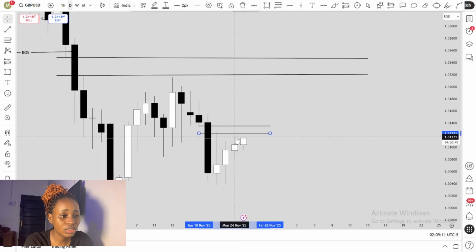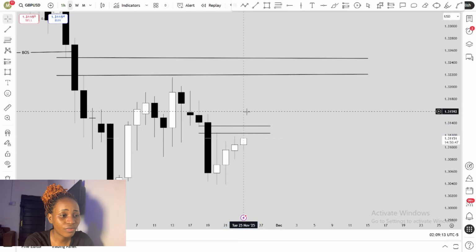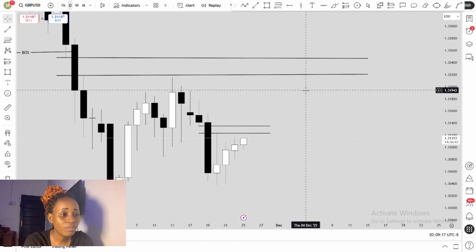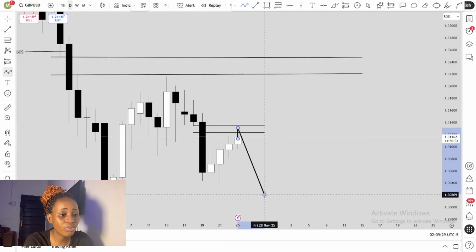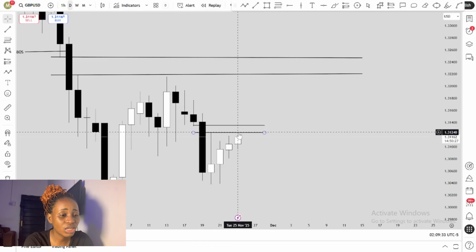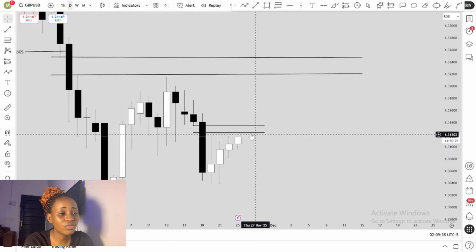We have this fair value gap here, right? Price may likely trade into this level before expanding to the downside, or it may go all the way up to this level. We never can tell, but I'm just going to wait to see how price will play out this week. But this is the first place I'm looking at.